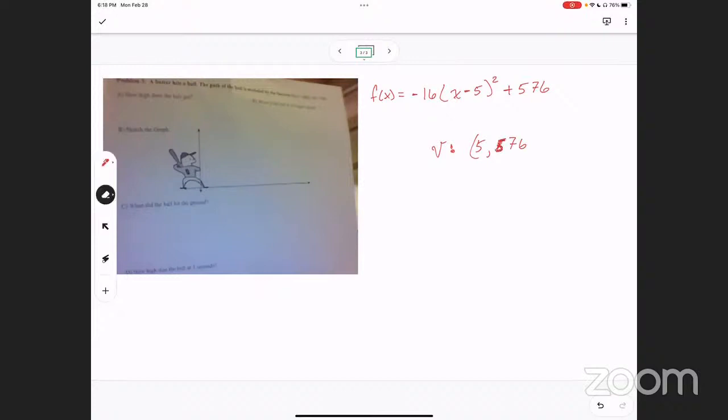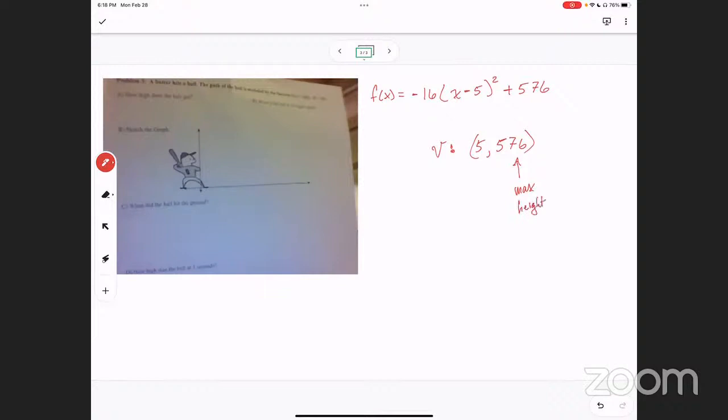Or the farthest rather? The farthest it goes? 576. Is that the highest or the farthest? The path of the ball. No, that's the highest. It says how high, I think, or how long or how far. Oh, it's probably high. Oh, no, okay, it's definitely high.